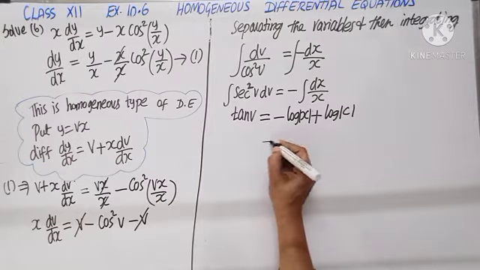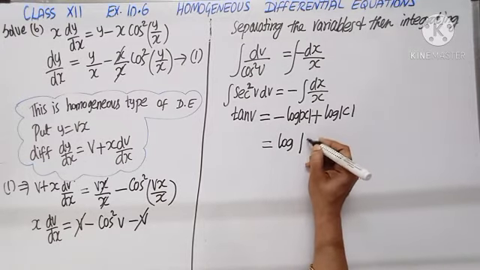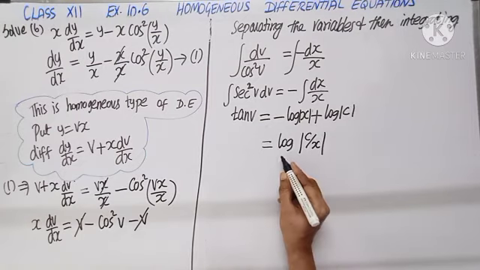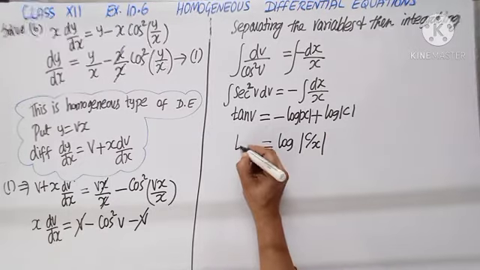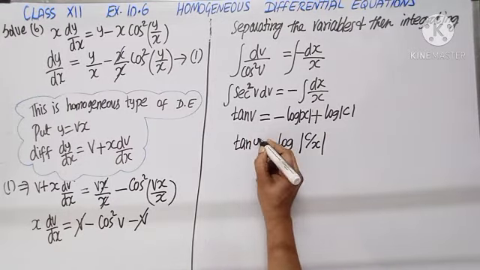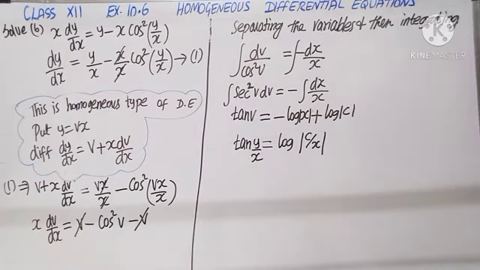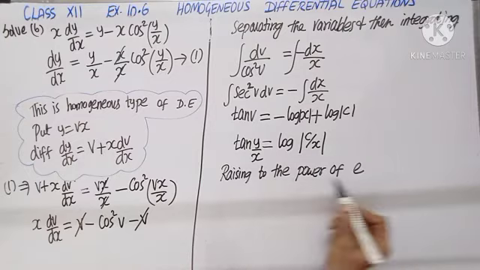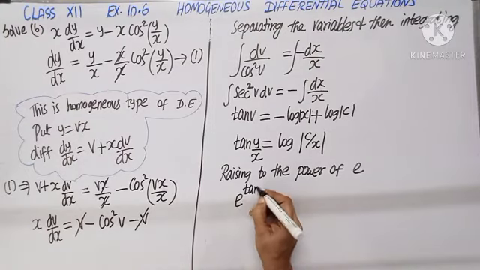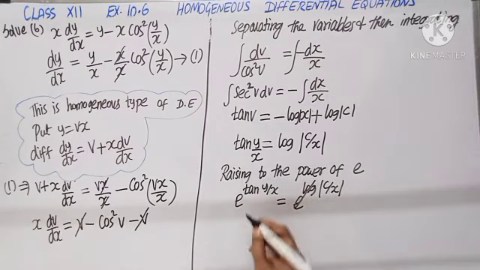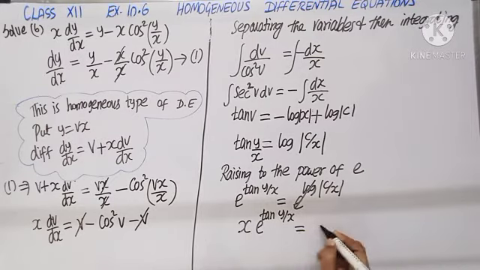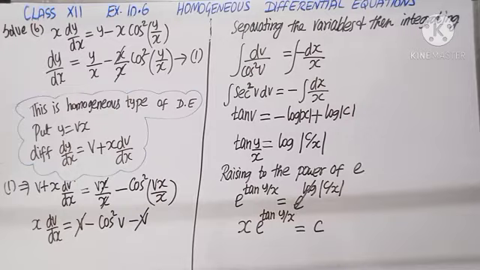What is the next step? I can still simplify this as log of c by x. Remember, in logarithm, plus comes in numerator, minus comes in denominator, and in LHS, wherever v comes, I can put y by x. To remove logarithm, let us raise to the power of e. E power tan y by x equals e power log c by x. E and log will get cancelled. Cross multiplying, x e power tan y by x equals c, and that is the solution.